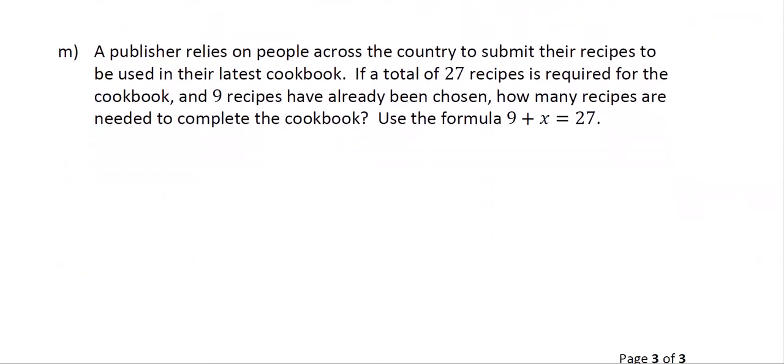Okay. A publisher relies on people across the country to submit the recipes to be used in their latest cookbook. If a total of 27 recipes are required for the cookbook and 9 recipes have already been chosen, how many recipes are needed to complete it? So it would make sense to set this all equal to 27 because that was the total. We already received 9 and we need X more. We're not sure how many more we need. We just know it's X more.